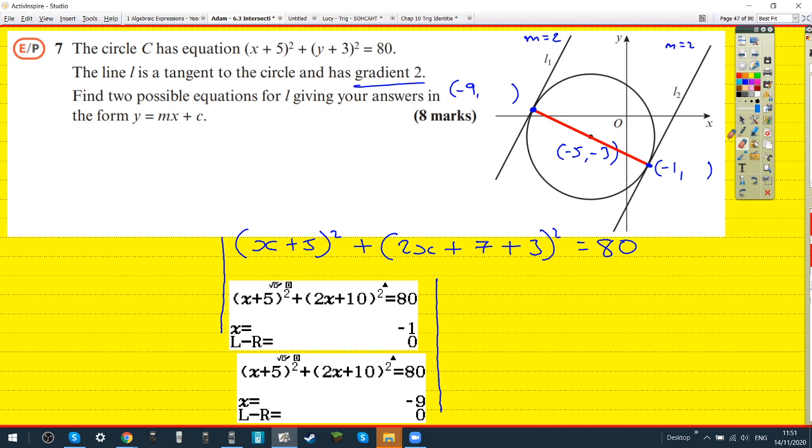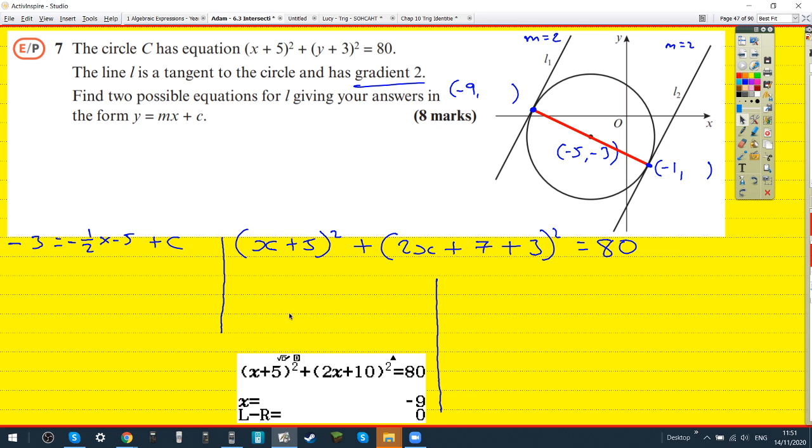Yeah. How come it would be -1/2 though? It's perpendicular. Oh, so yeah, it becomes -1/2. And so it would be -3 equals -0.5 times -5 plus c. That would give you 5/2. So -3 equals 5/2 plus c.